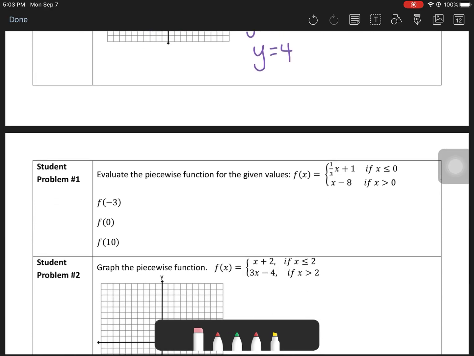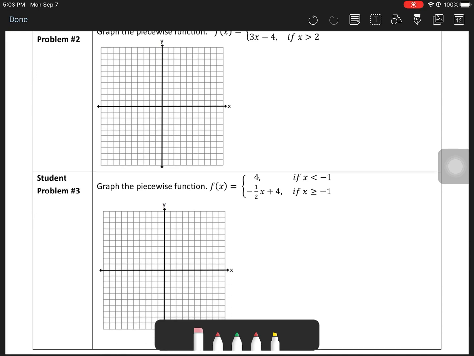Please try student problem 1, 2, and 3 and submit.